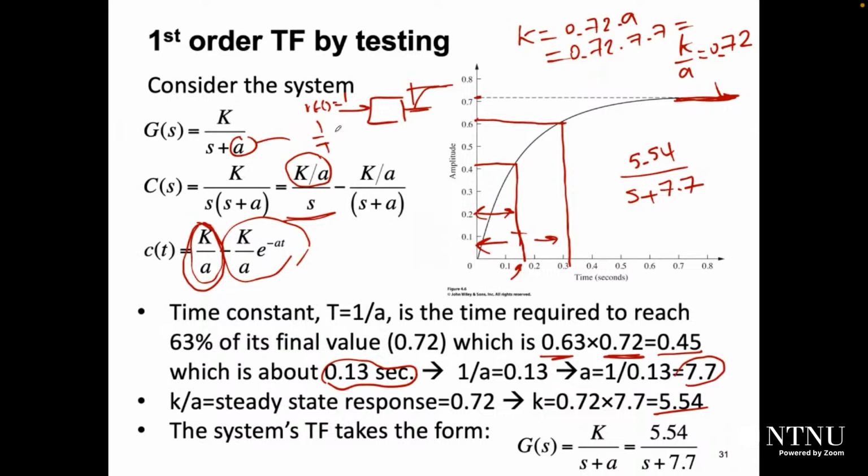Now we have A. The output at the steady state will be K divided by A, as you can see here. Once you know A, you know this value. So cross multiply, and you can find the value of K. So now we can find the transfer function by testing or by inspection. Even if you don't have the differential equation of your first order system, you can get it by inspection or by testing.